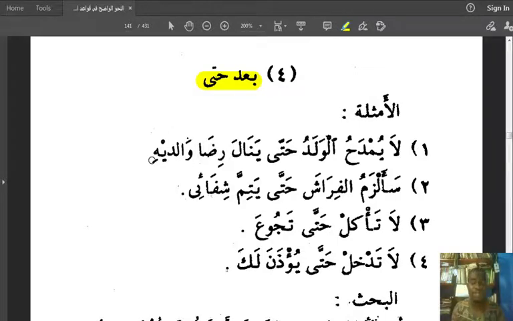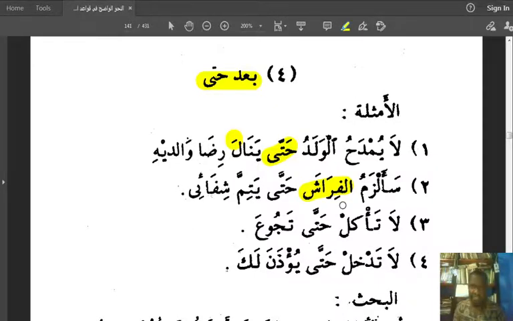والديه are his 2 parents, the father and mother. So a child is not praised until he attains the pleasure of his parents. That is when he pleases them. So this hatta here, and then we can see the accusative case here, the fatha. We have سألزم الفراش. سألزم, if you say ألزم الشيء, I will stick by it or I will stay with it. So سألزم الفراش, الفراش here means سرير, bed. I will stick to the bed حتى يتم شفائي, until my healing is complete. يتم from تم, to be complete. So I'll stay in bed till my healing is complete.